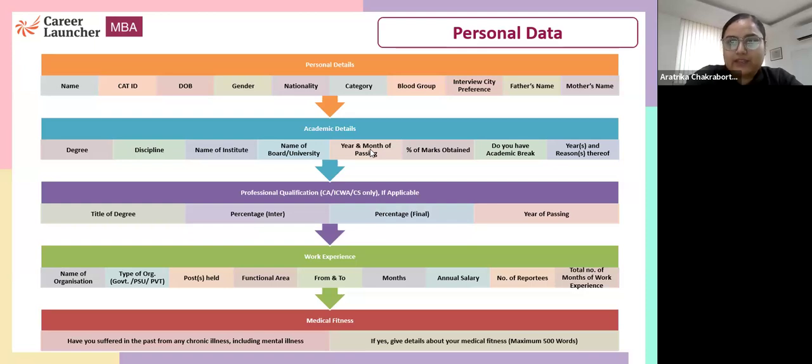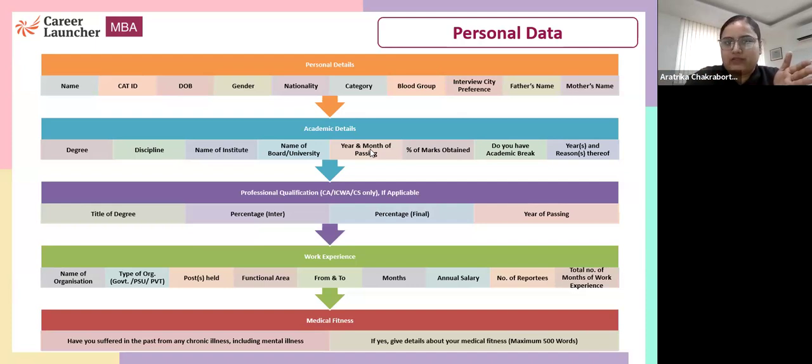And for that gap, you have to mention the reason, and you can just be truthful, that I was preparing fully for this, so this is the reason. Academic break is mainly when you are having two academic things, degrees or anything, and the flow is interrupted at any point, because of which you have lost a year or so.